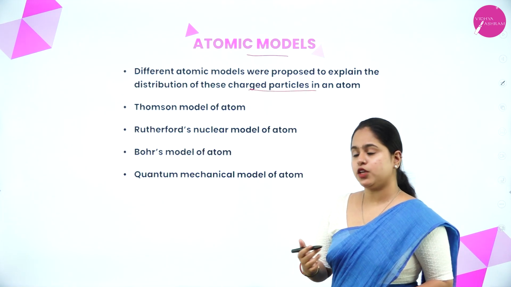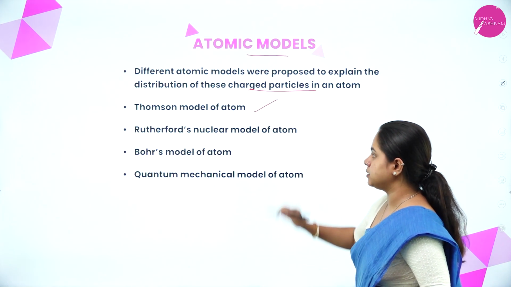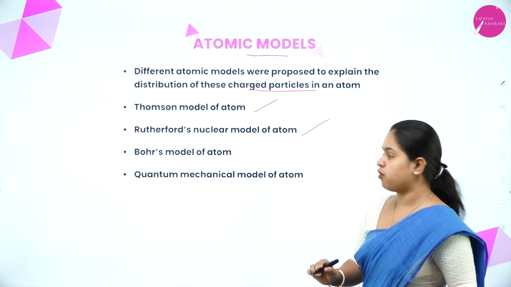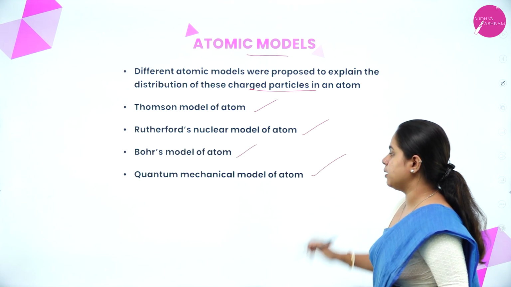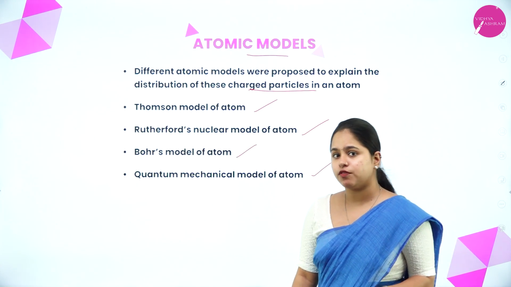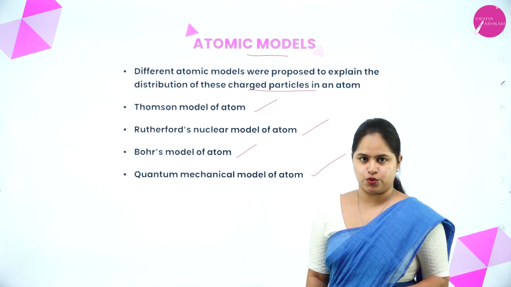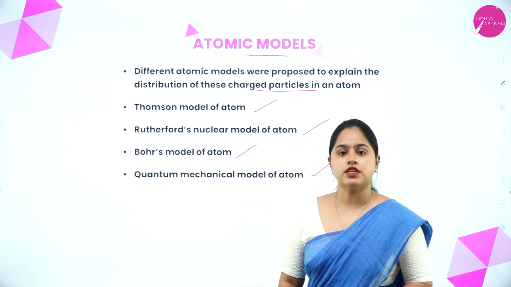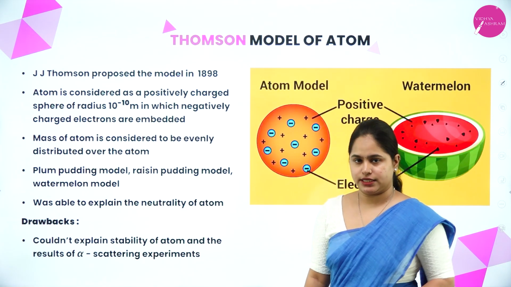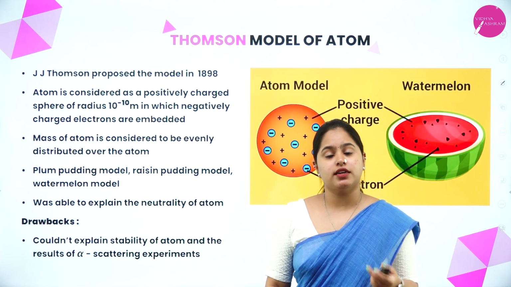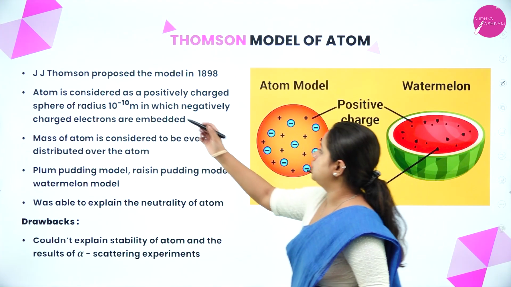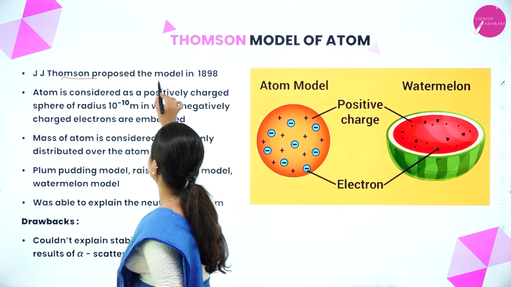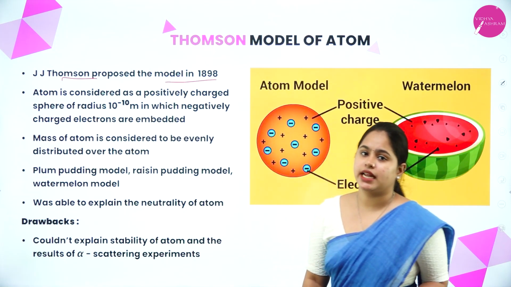In the chapter, you will see Thomson's model of atom, Rutherford's nuclear model of atom, then Bohr's model of atom and then the quantum mechanical model of atom. In this session, we will be discussing only the first two. Right, so let's begin with the first one, that is the Thomson model of atom. As the name suggests, you can understand who proposed this model. Yes, it is J.J. Thomson, who proposed the model in the year 1898.